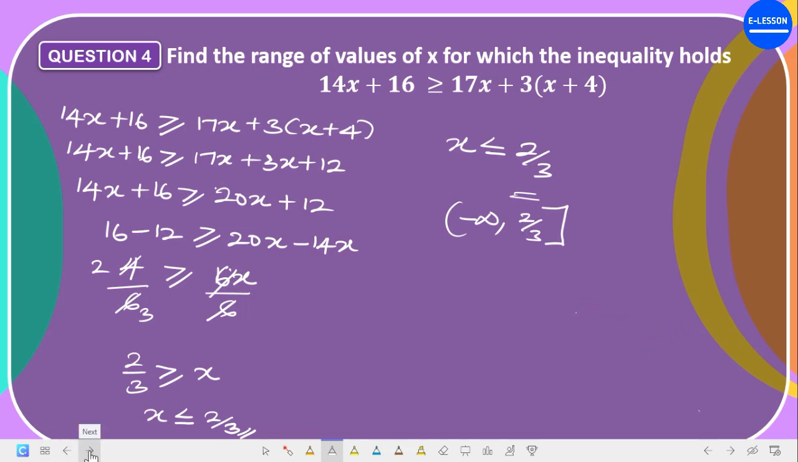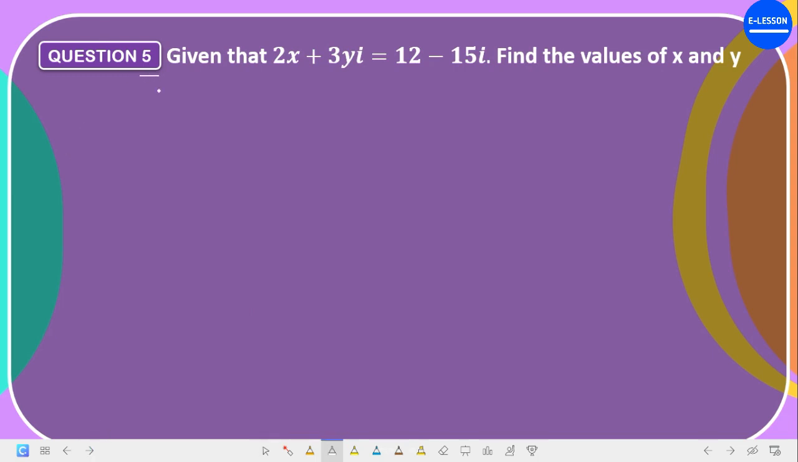Now the next question says, given that 2x plus 3yi is equal to 12 minus 15i. Let's take it again. 2x plus 3yi is 12 minus 15i. Find the values of x and y. Now when we say find the values of x and y, what do we mean? We mean we should equate. To get x and y, we have to equate both sides of the equation.